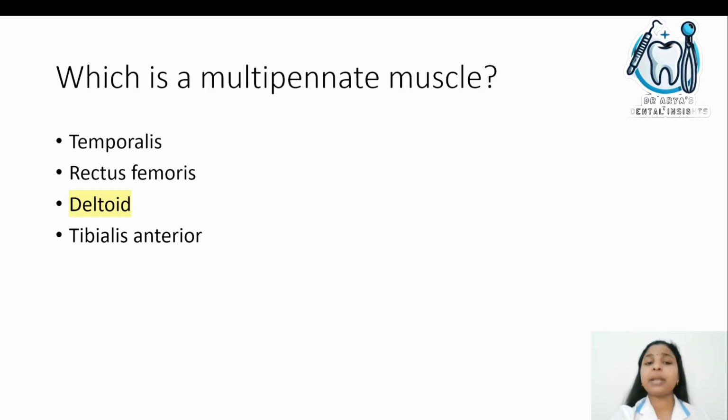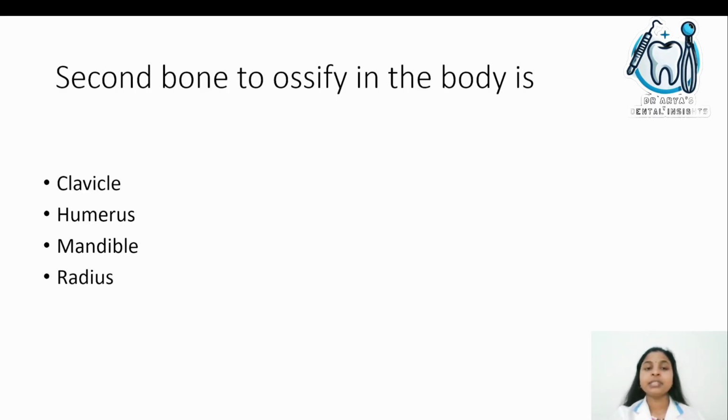What is temporalis? It is a triangular arrangement. And we have all seen rectus femoris. What is that arrangement? It is a bipennate arrangement. And tibialis anterior is a circumpennate arrangement. So these are the various structures of skeletal muscles. Okay, is it clear? Yes. So the next question is, the second bone to ossify in the body is clavicle, humerus, mandible, or radius.